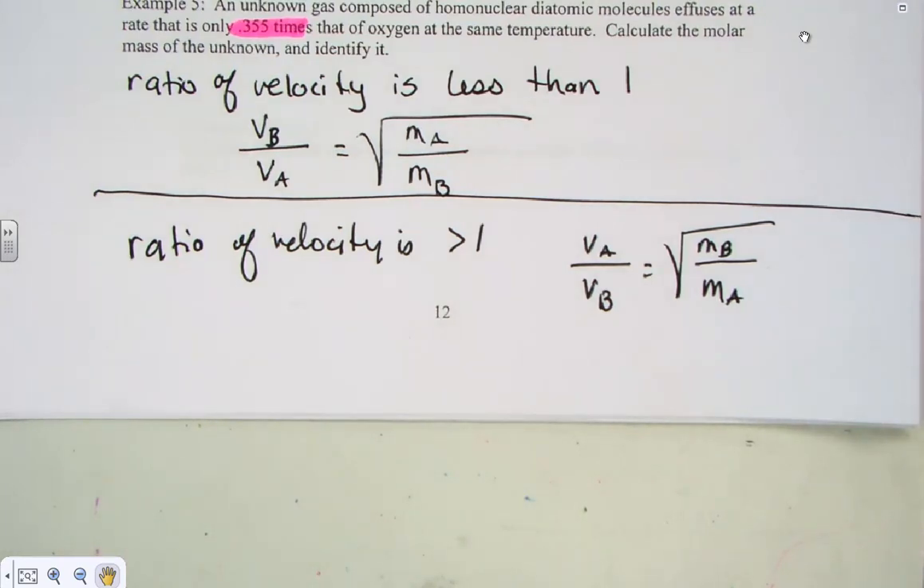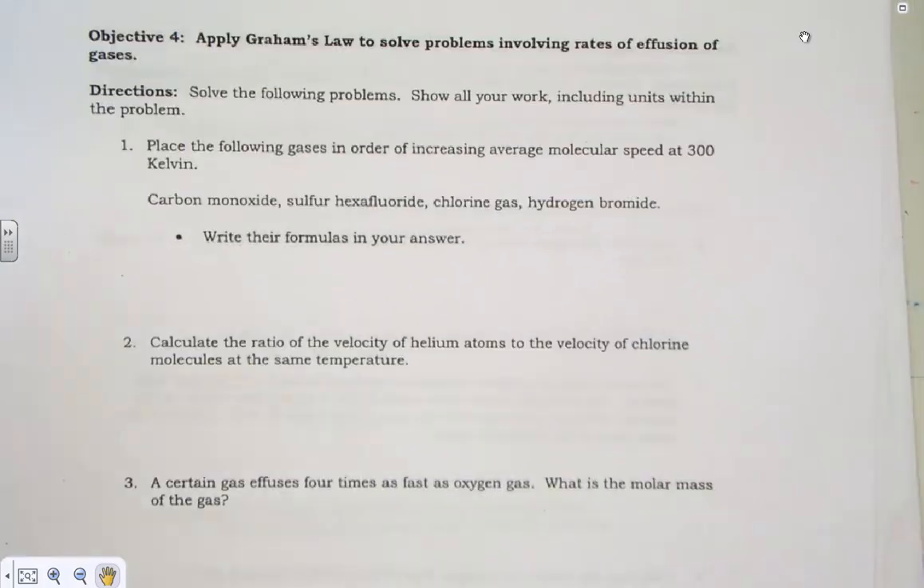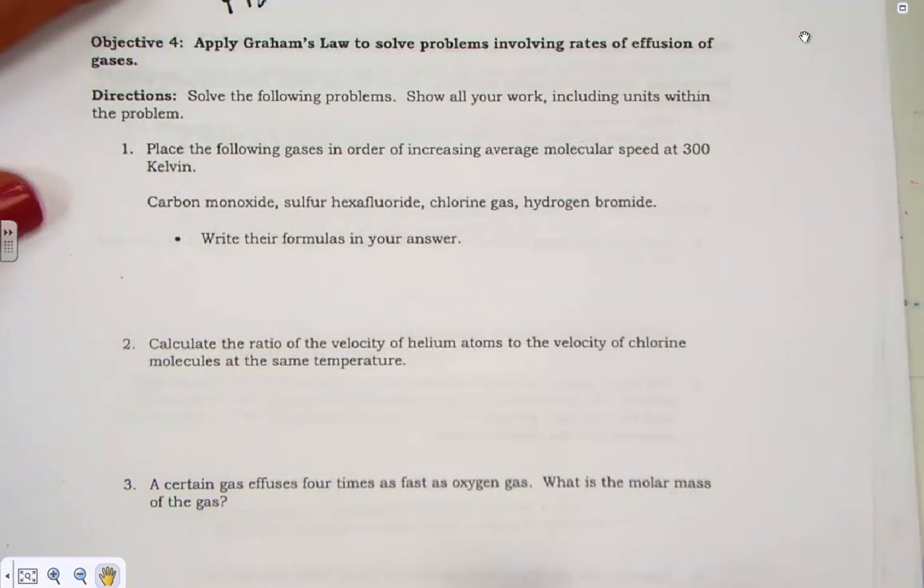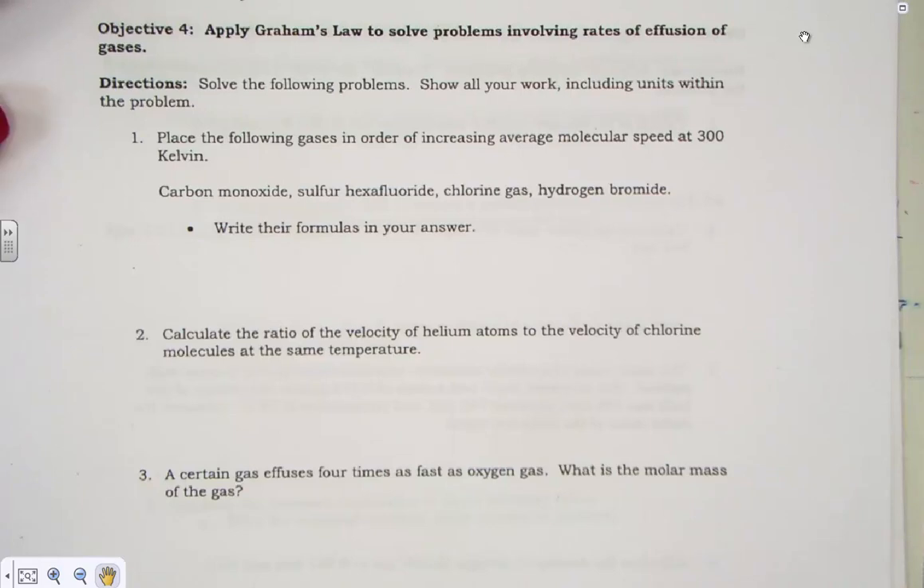What I'm going to ask that you do now is find your practice test A, and we're going to work those together. Pause the video if you need to. Practice test A should be close by. We're going to open it up to objective 4. Find objective 4 in practice A: applying Graham's law to problems of rates of effusion.